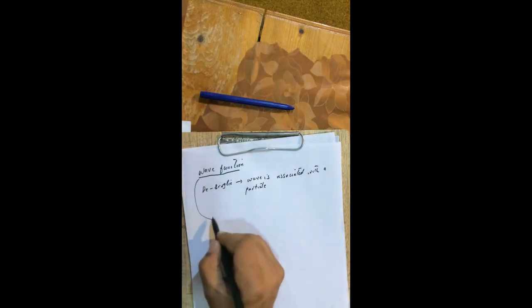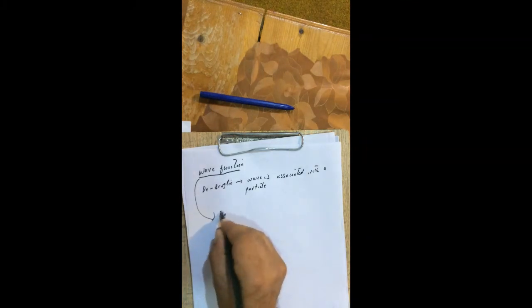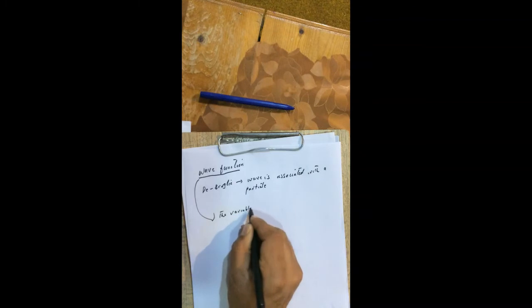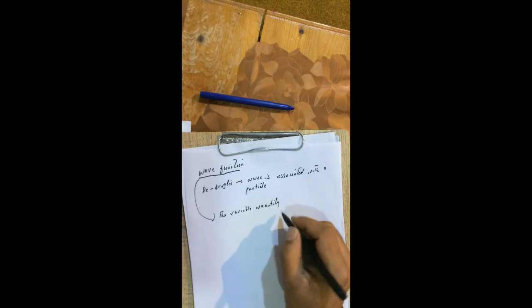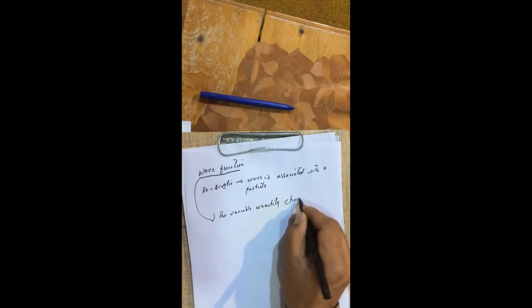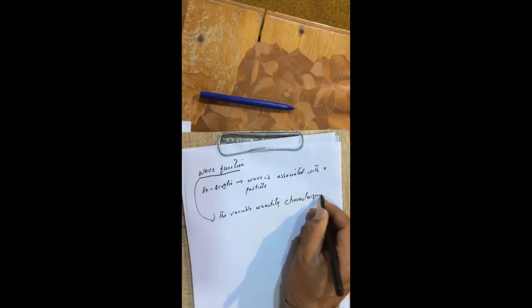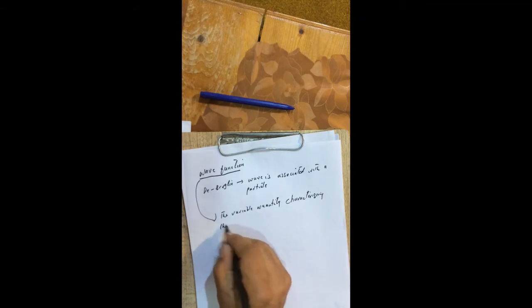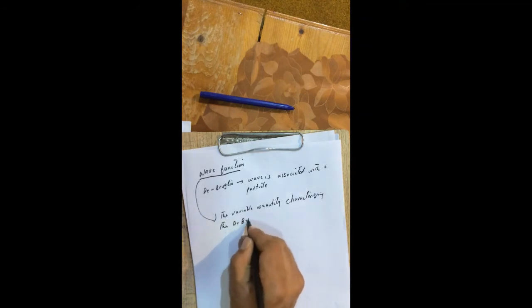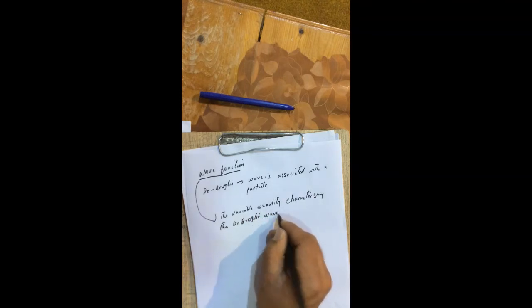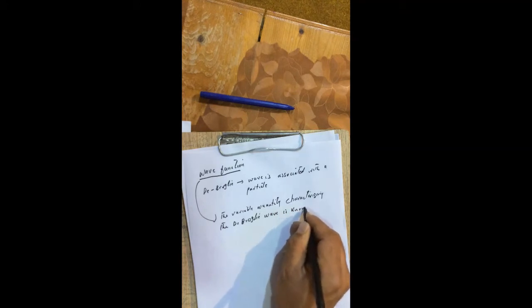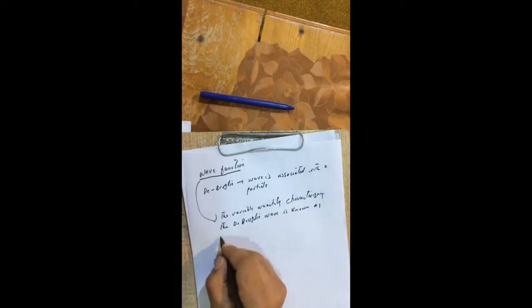A wave function is basically the variable quantity which characterizes the de Broglie wave. This is known as a wave function.